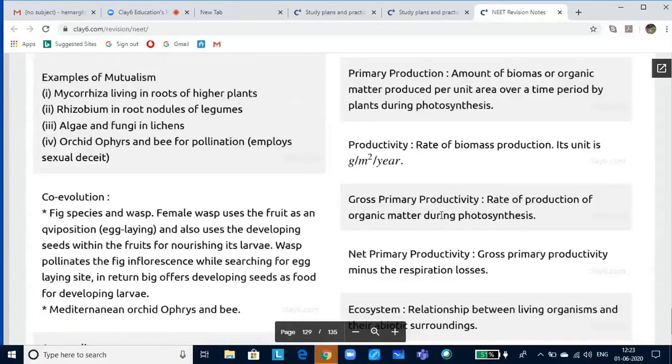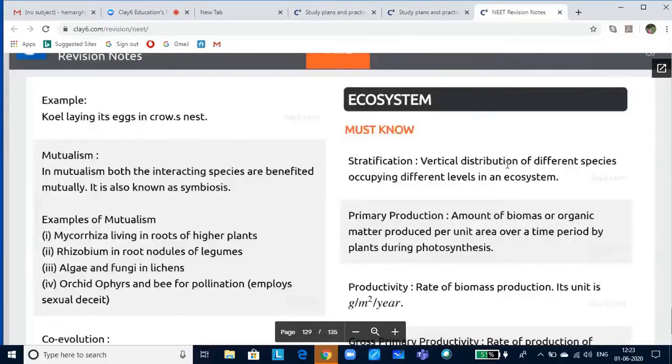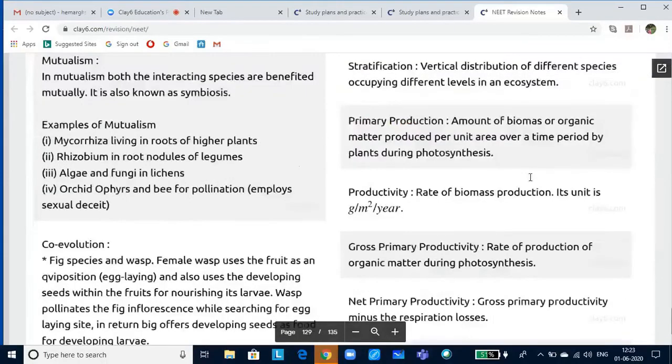For example, in the absence of an external source of water, the kangaroo rat in North American deserts is capable of meeting all its requirements through its internal fat oxidation. Tribes living at high altitudes have a higher red blood cell count, more hemoglobin and higher vital capacity than people living in plains. Now with this we complete organisms and populations. Now let us look into the ecosystem.